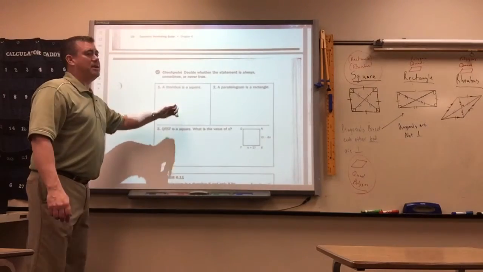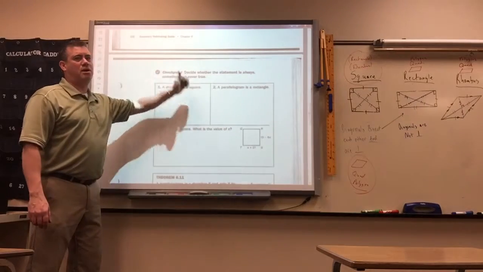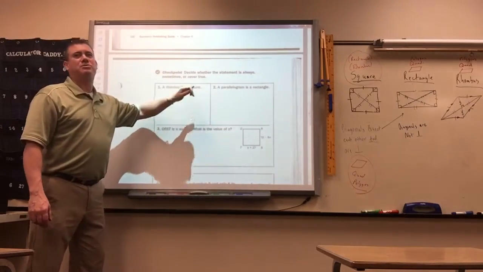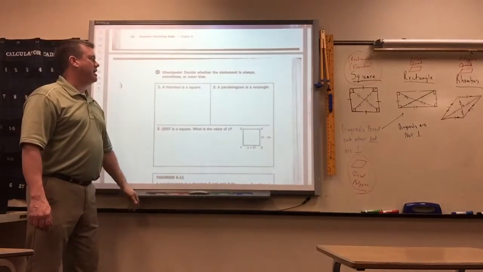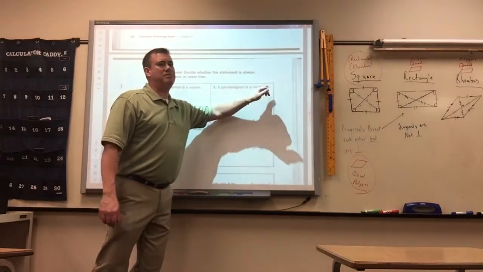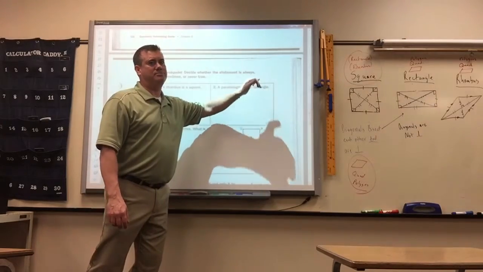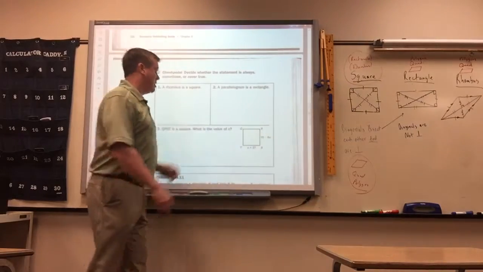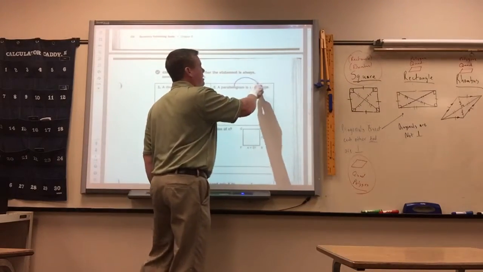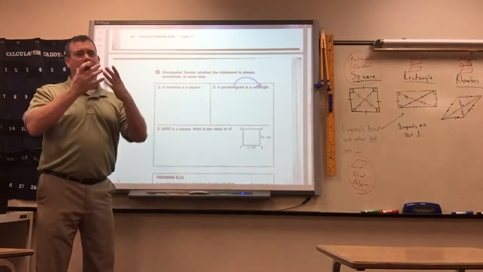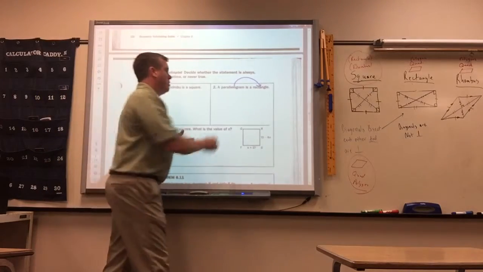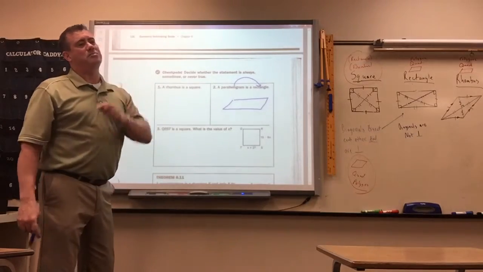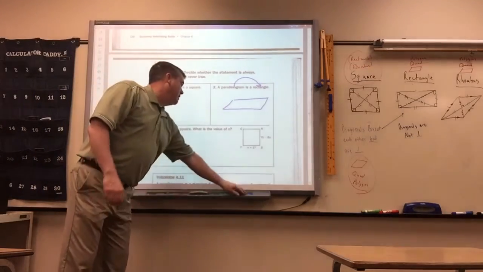So, sometimes, always, never. Is a rhombus sometimes a square, always a square? A rhombus is sometimes, if all the angles are 90. A parallelogram is sometimes, always, never a rectangle? Sometimes. A parallelogram is sometimes a rectangle, because it could be just a plain old parallelogram. If it was switched around, it'd be always, right? A rectangle is always a parallelogram.